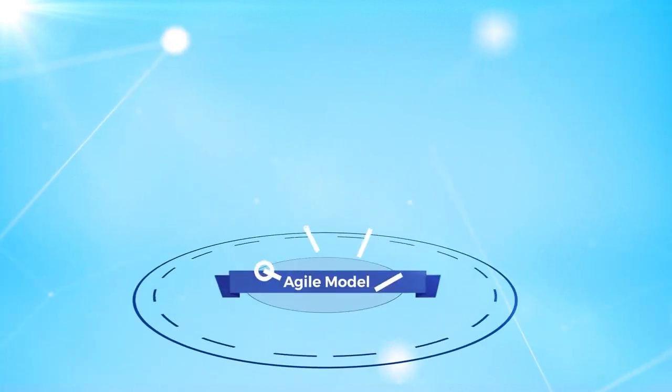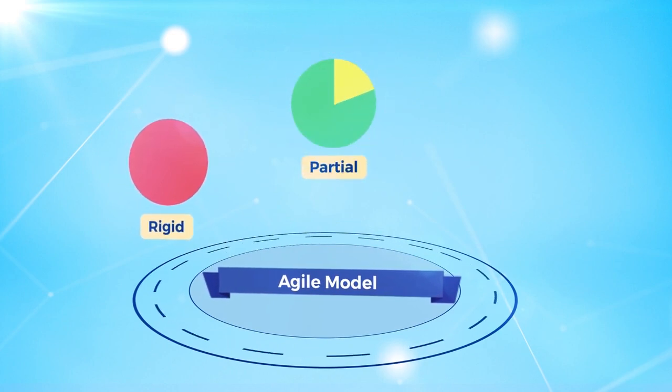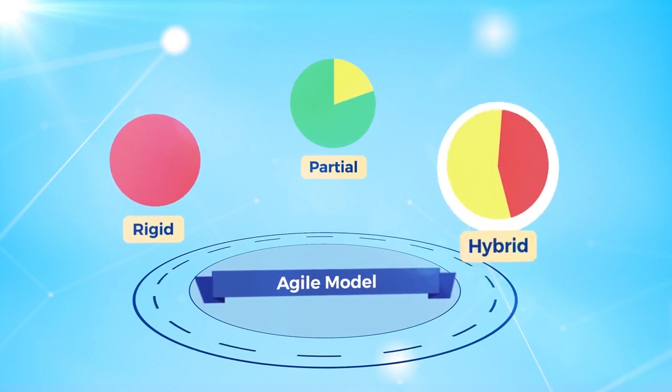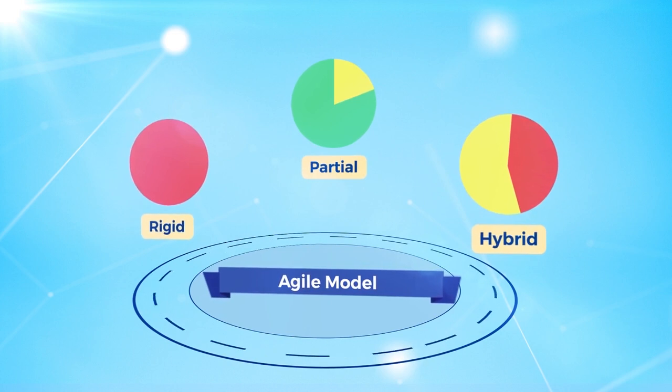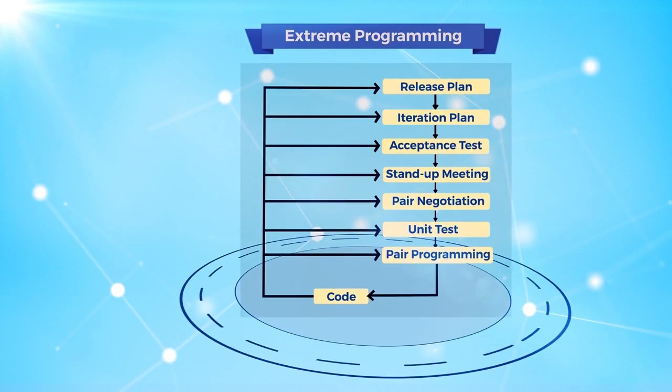You can implement an Agile model rigidly with no deviations, partially tailoring it to specific needs, and in combination with another methodology as a hybrid model. Regardless of what you select, there are a number of common ones that you should be aware of and consider for your Agile project. The first is the Extreme Programming, or XP methodology.